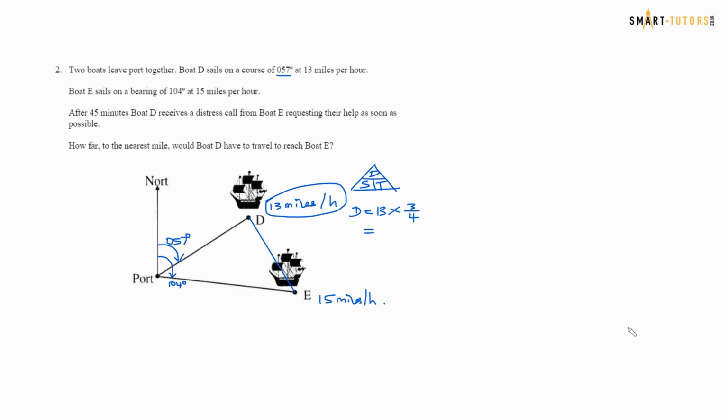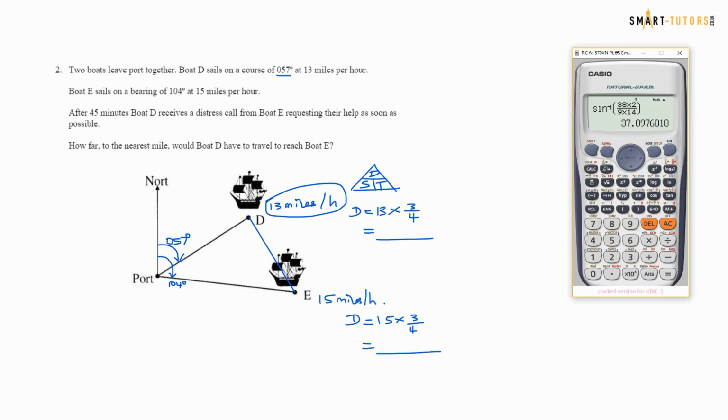So we need to find out what this distance is. That is the distance between the port and D. Then for this one, distance equals speed 15 times 3/4 of an hour, because they both travel for 45 minutes. So open the calculator, and it's 13 times 3 divided by 4, isn't it? You can do 0.75 if you want. So the answer is 9.75.